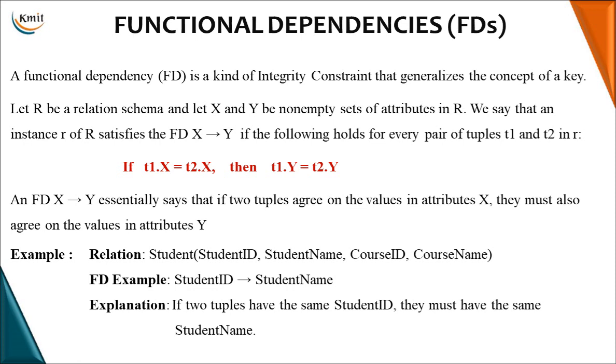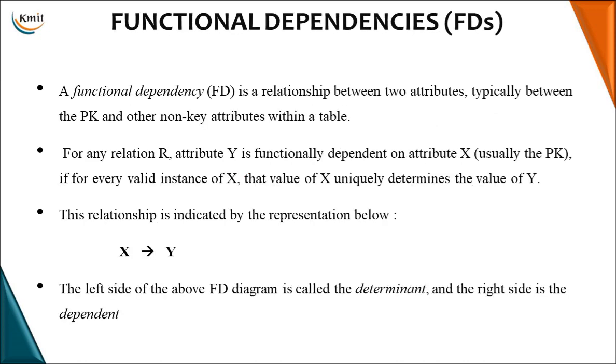Now let's take up this example of a relation called Student. If StudentID determines StudentName is my functional dependency, then if two tuples have the same StudentID, they must have the same StudentName. Remember, for a StudentID of 101, if in one row I have the name Asha, and in another 101 I have the name Usha, that is not acceptable. That is an invalid dependence.